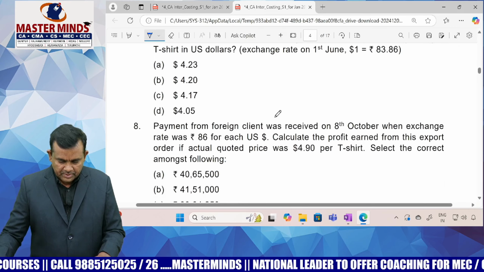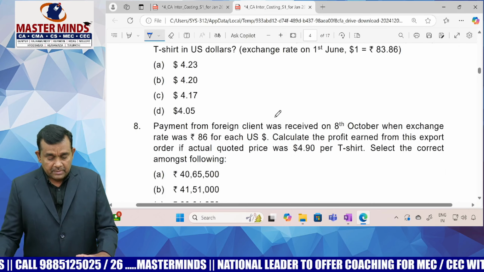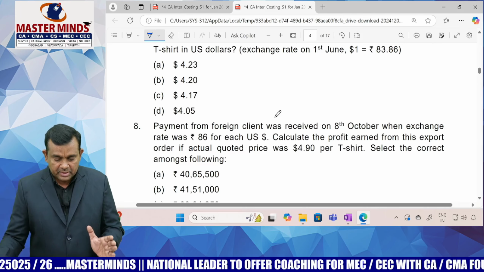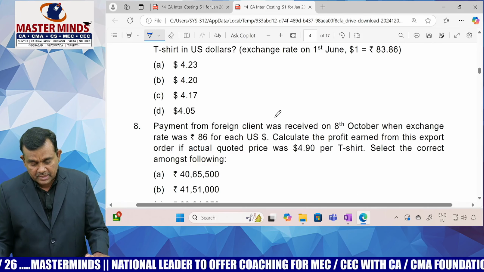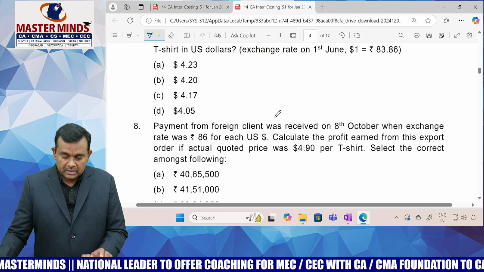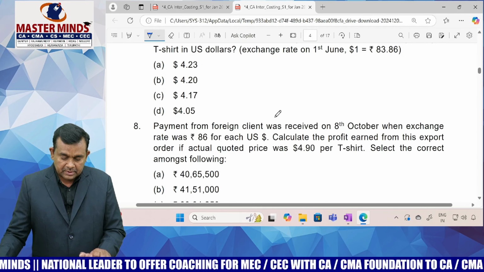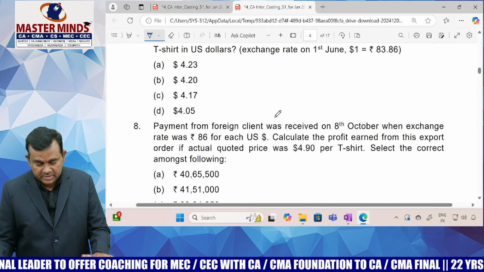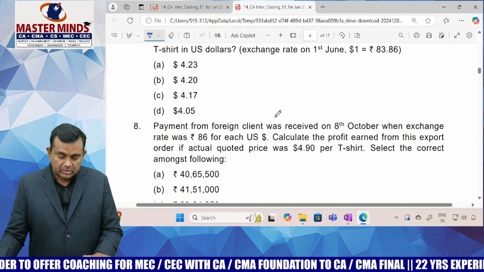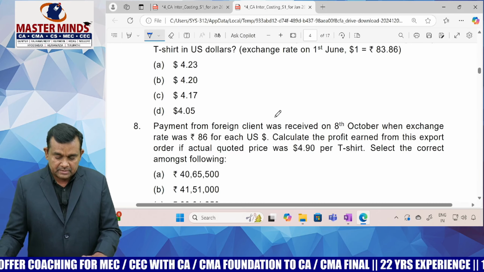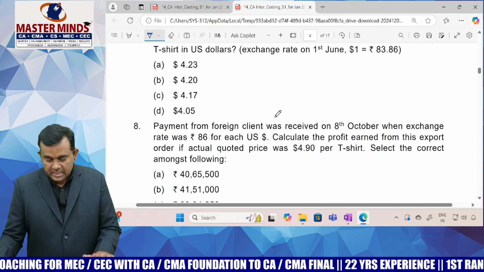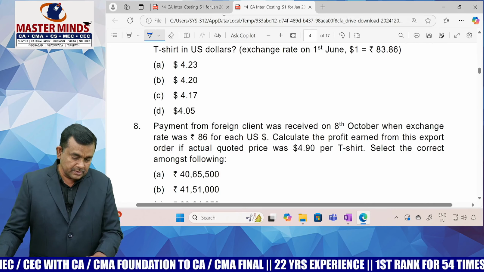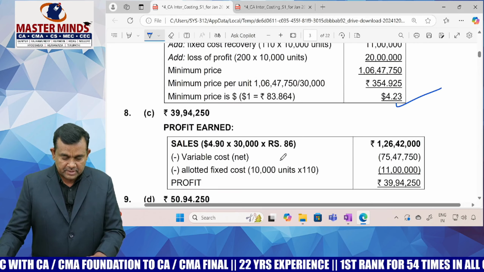So the 7th question is completed, sir. 8th question: payment from the foreign client was received on 8th October when the exchange rate was $1 equal to 86 rupees. Calculate the profit earned from this export order. If the actual quoted price was $4.90 per t-shirt, select the correct answer from the following.